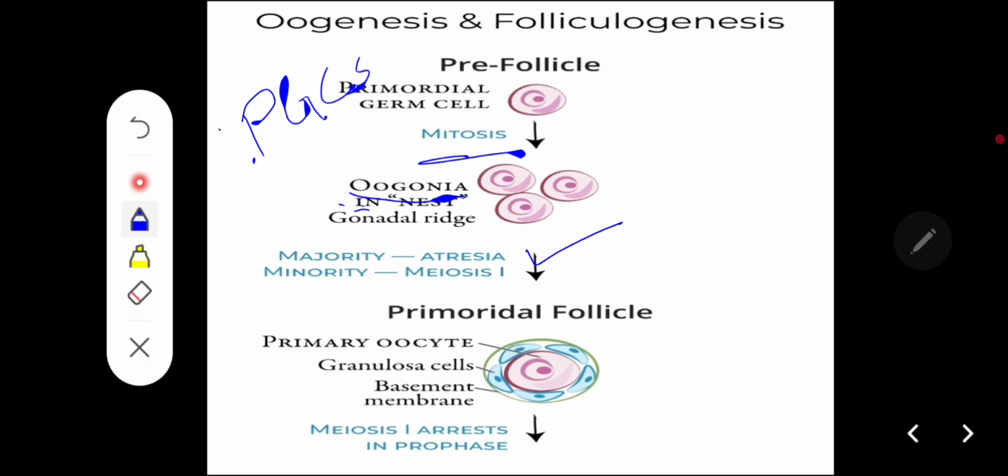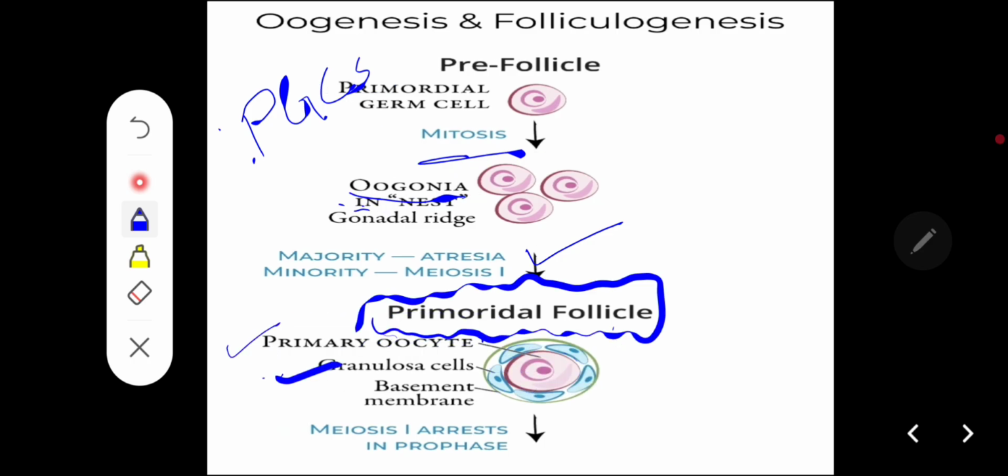When oogonia enter meiosis 1, they form what we call the primary oocyte. This primary oocyte, this pink cell, when surrounded by granulosa cells, these blue cells, is called a primordial follicle. So the primordial follicle involves both the primary oocyte and granulosa cells. All of these stages are intrauterine, up to the primordial follicle.